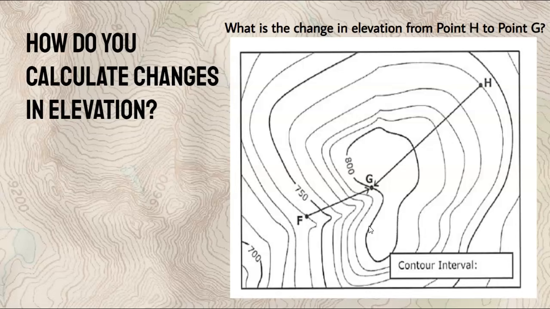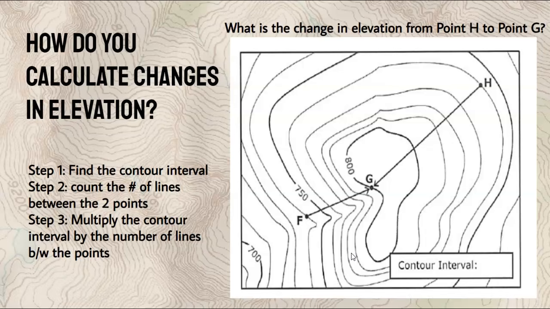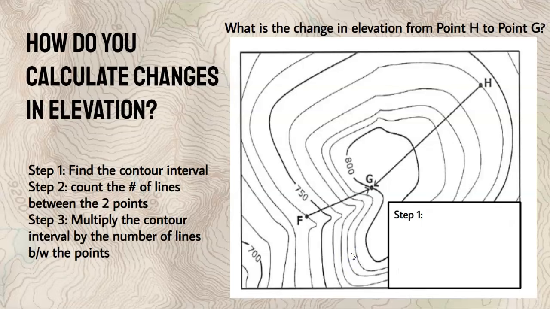Okay, our last example we're going to look at is how do you calculate changes in elevation. If it's giving you a question and asking what is the change in elevation from point H to point G, here's our steps. Step number 1, we've got to find our contour interval. Y'all are really good at that by now, so we look at 2 different elevation points, find the difference. In this map it's going to be 50. We count our number of intervals. In this map it's 5, and so 50 divided by 5 gives us a contour interval of 10.